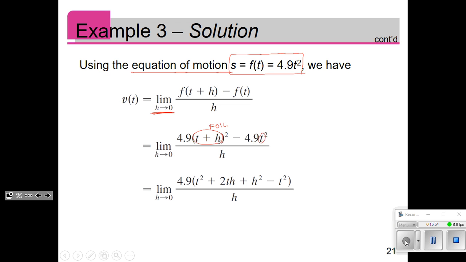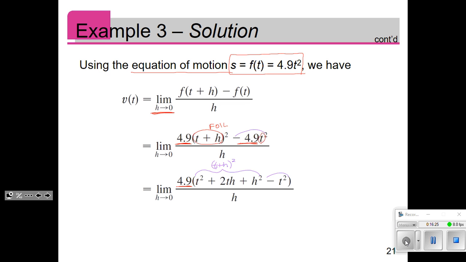And that's what we did, okay? Notice they also went ahead and factored out, I hope you all can see that, this 4.9. So then notice over here is just this minus t squared part, okay? So this part right here is the t plus h squared. So they pulled the 4.9 out in front. Okay, hope you all can see that.